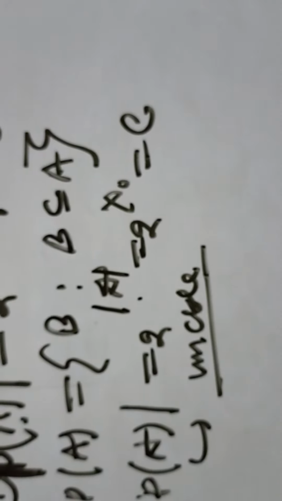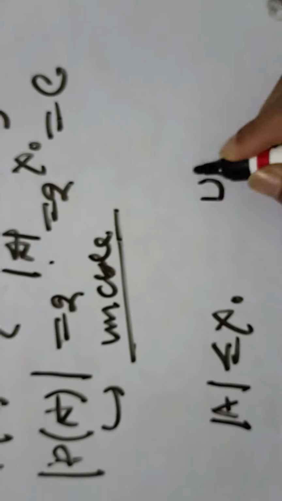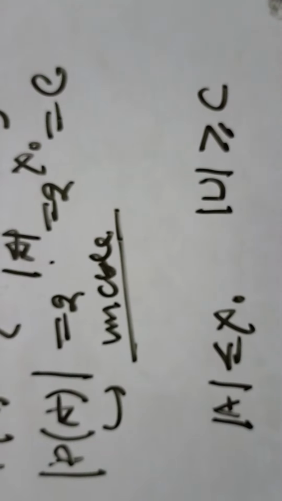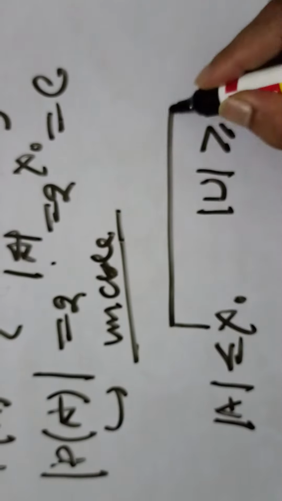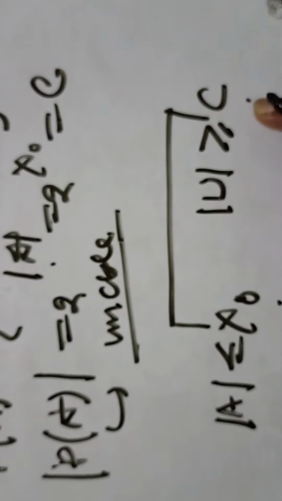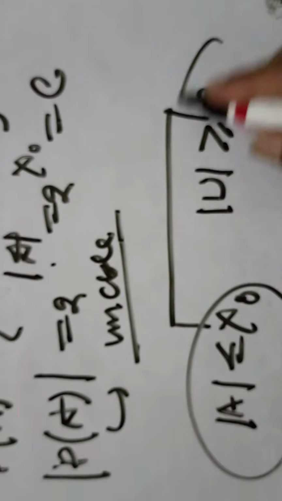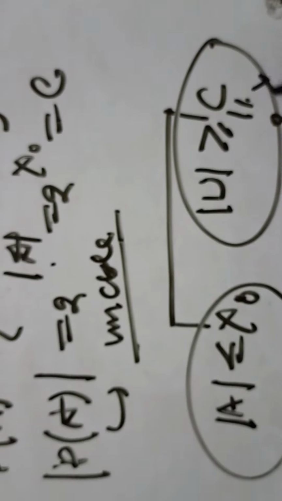If a set is countable, then its cardinality will always be less than or equal to aleph naught. If a set is uncountable, then its cardinality is equal to c, the continuum. But there does not exist any set whose cardinality is strictly between aleph naught and c. Continuum is equal to 2 to the power aleph naught.